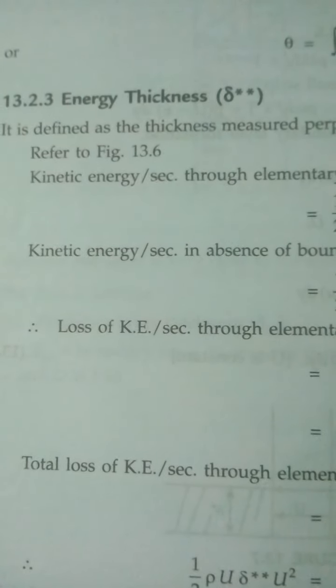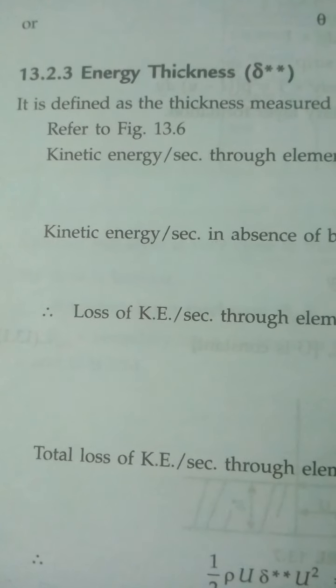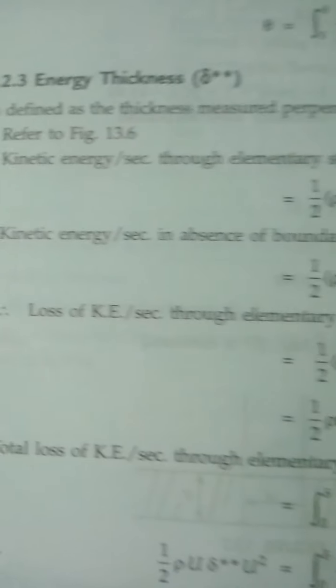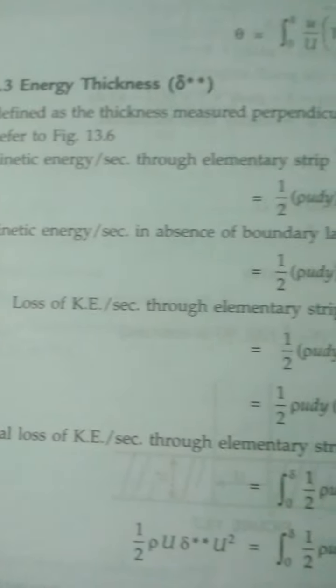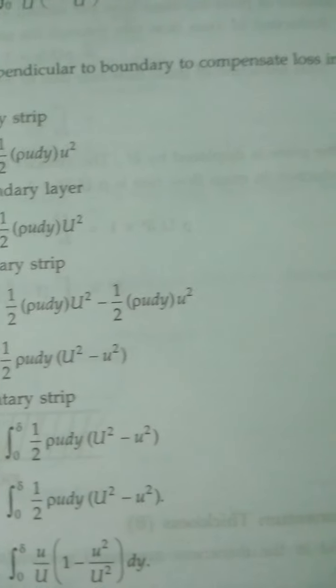Now there is another thickness, which is the energy thickness. I am giving you energy meaning kinetic energy, half mv square. So it is like this. You can get it in the same way, same method.